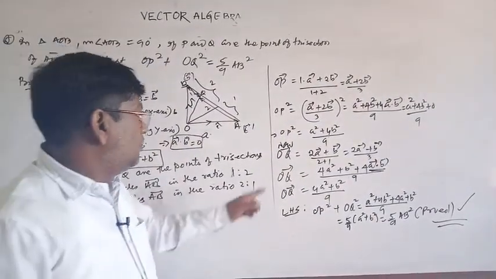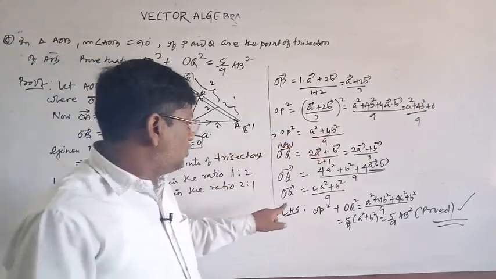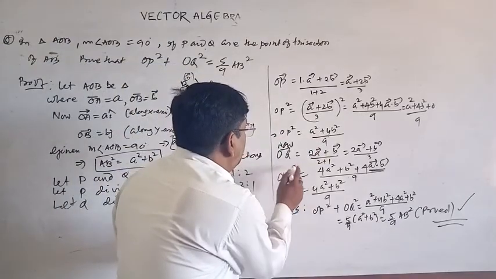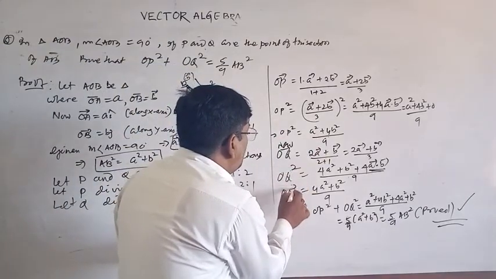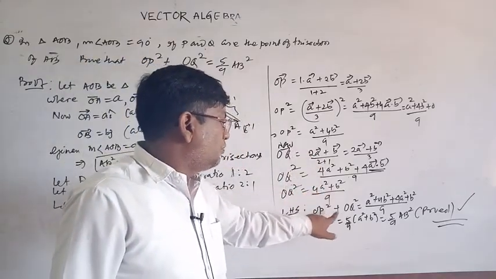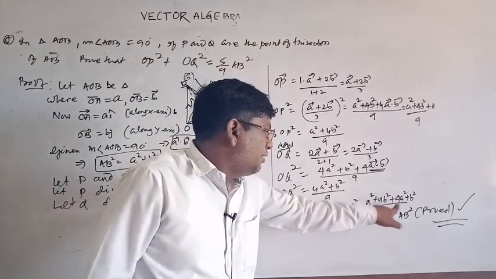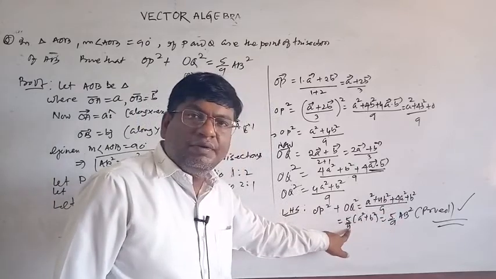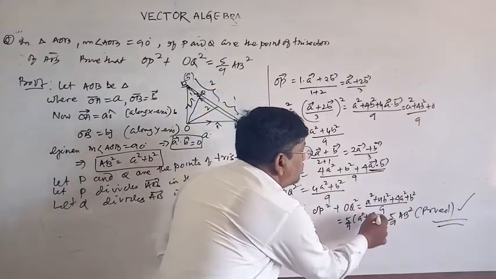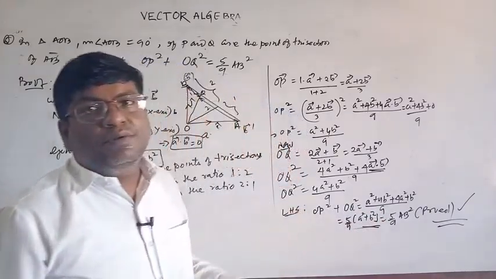OP square is equal to a square plus 4b square by 9. OQ square is equal to 4a square plus b square by 9. Putting the values of OP square and OQ square, here 5a square and 5b square, 5 common, divided by 9. This is equal to 5 by 9 times a square plus b square, that is AB square. Hence proved.